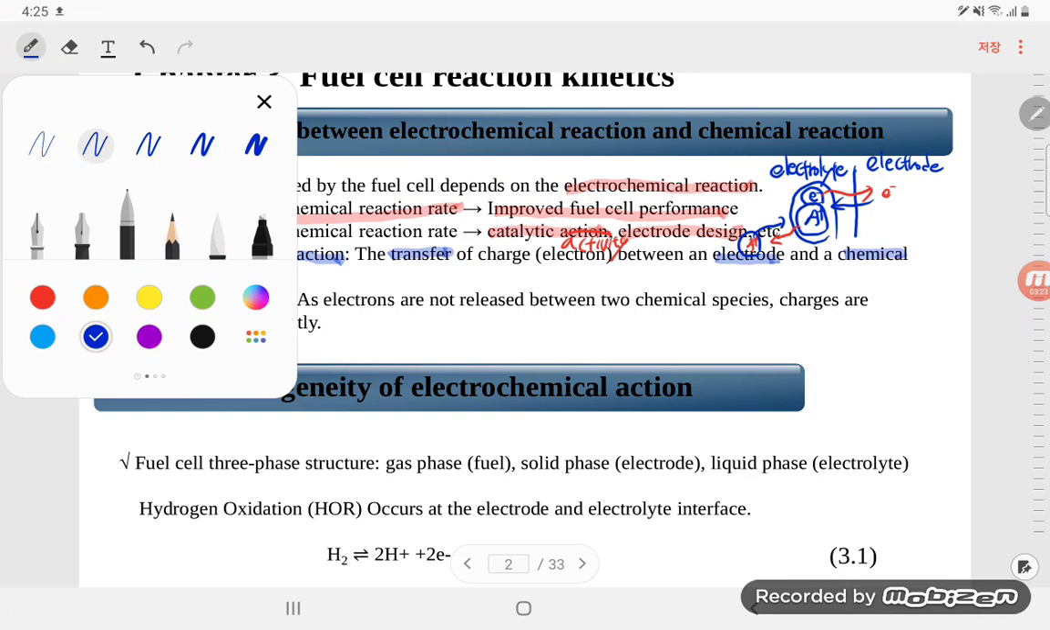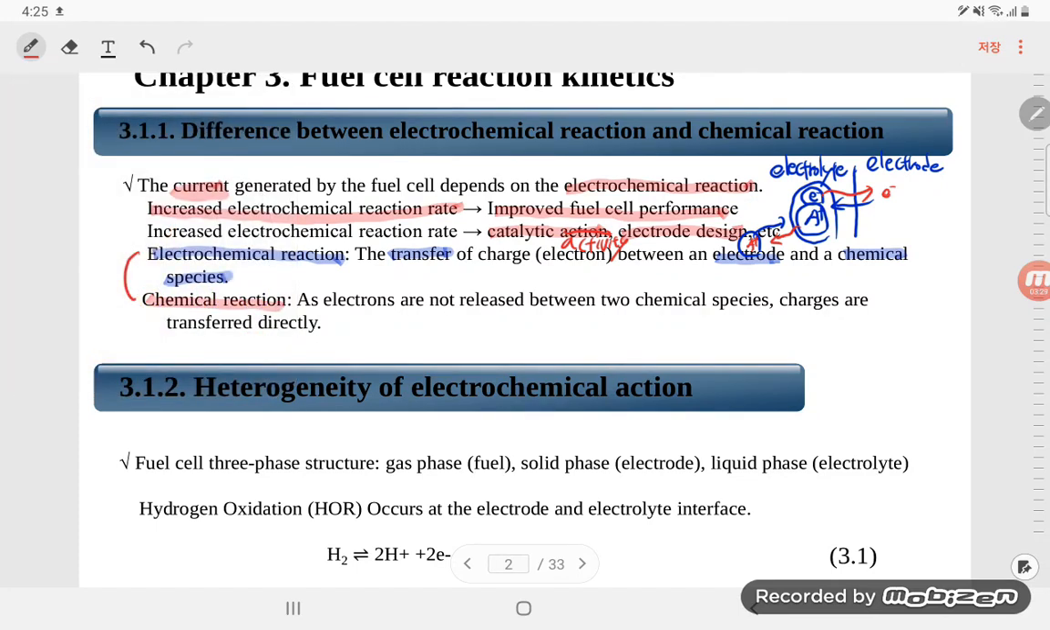And then what is the chemical reaction? Chemical reaction means that electrons are not released between the two chemical species; the charges are transferred directly, not through the electrode. In the chemical species, the electron maintains its position, or the composition inside the electron's orbital is changed. So electrons are not released.